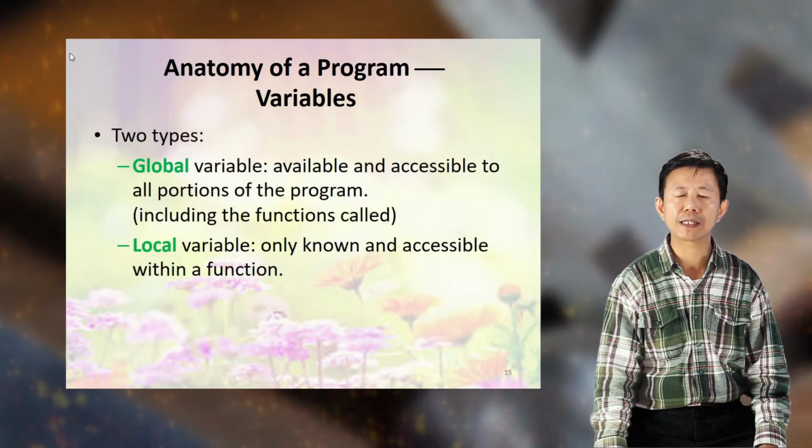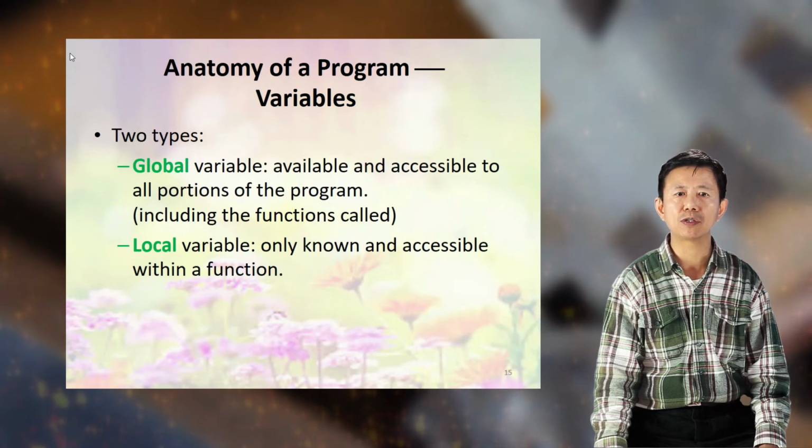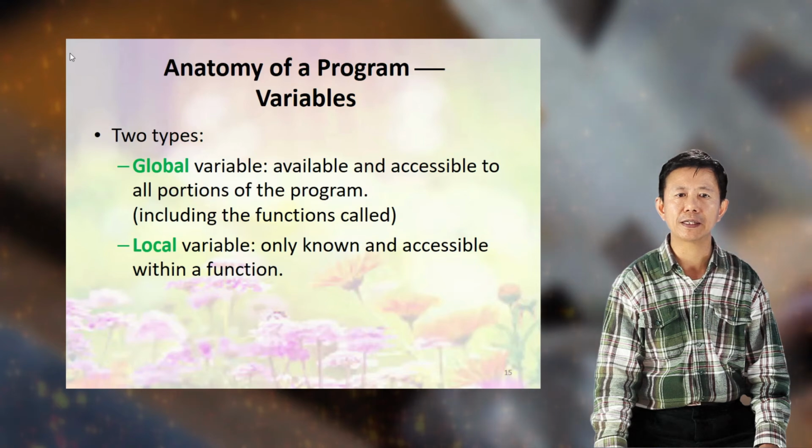There are two types of variables used within a program: global variables and local variables. A global variable is accessible to all portions of the program, including the function code, whereas a local variable is only known and accessible within the function where it is declared.